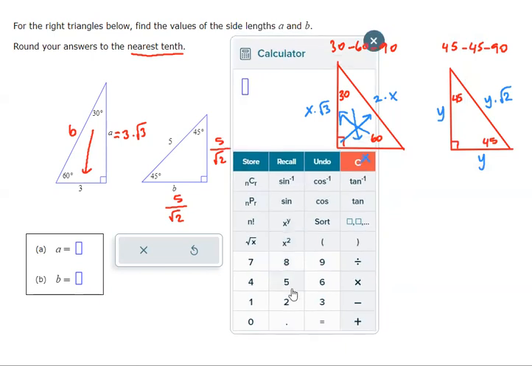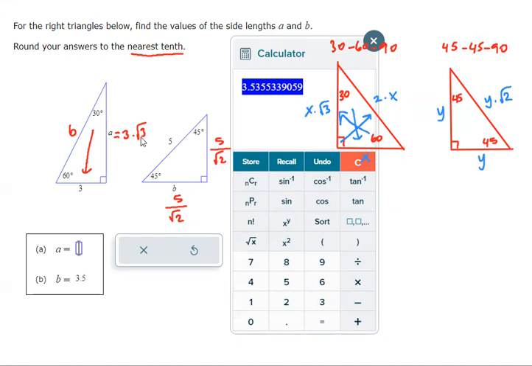So the 5 over, since they're asking for the nearest tenth, I just didn't want to bother myself to simplify this first and then plug it in the calculator after, because the calculator will tell me the immediate response. That's 5 over root 2. Okay, this is root 2. So 3.5 is basically B.